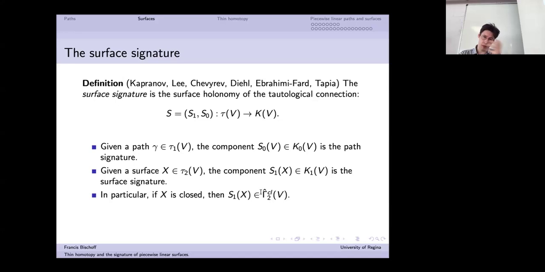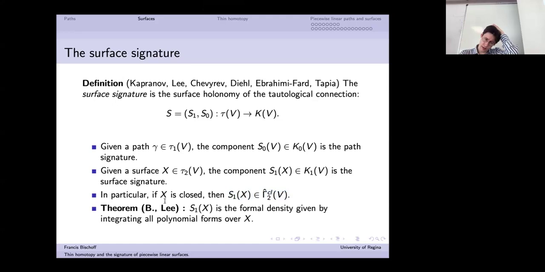But one thing is for sure, within K1 of V, you have this as a subgroup. And for a closed surface, the signature is just something in here. This is something that we checked with Lee, but it was sort of suggested by Kapranov, that this is just the formal density that you get by integrating all polynomial two forms over the surface.